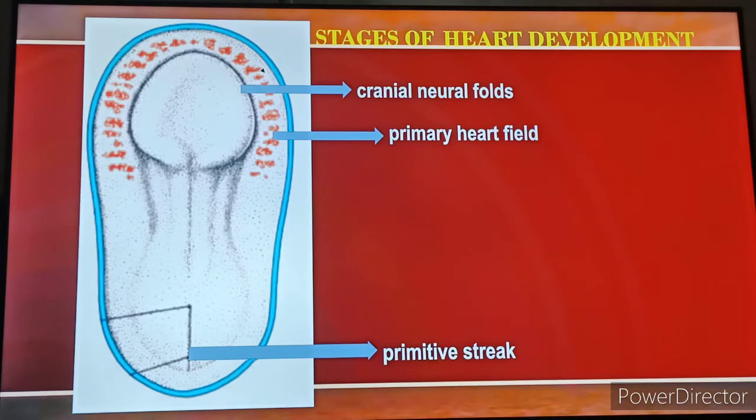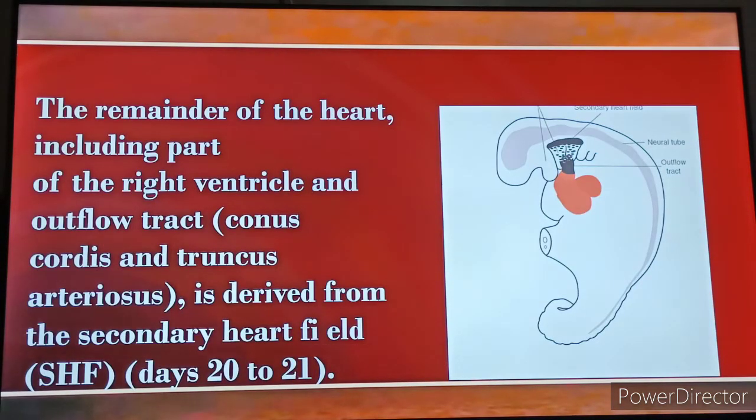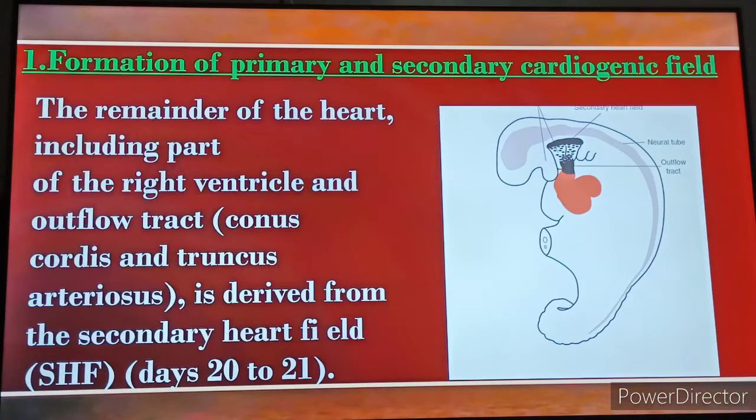And then the remainder of the heart that is going to come from the secondary heart field is actually the conus cordis, the truncus arteriosus, and some part of the right ventricle. As you can appreciate, on our left side we have a diagram showing us the secondary heart field, the neural tube, and the primitive outflow part of the heart.